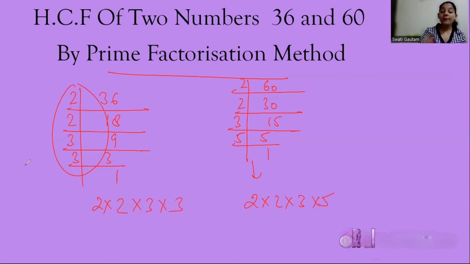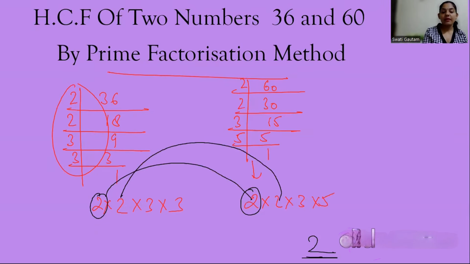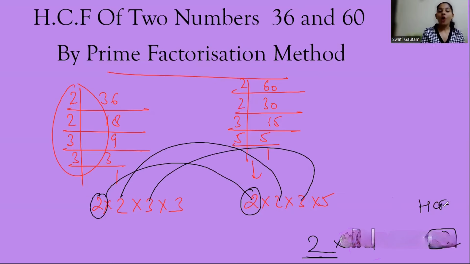How do we find the HCF by prime factorization? Please understand. First, here 2 and 2 are making a pair, so I will take 2. Then again they are making a pair, so again 2. And 3 and 3 are making a pair, so again 3. So what is the multiplication of these three? It is 12. It means 12 is the HCF of 60 and 36, right? So this is the prime factorization method.